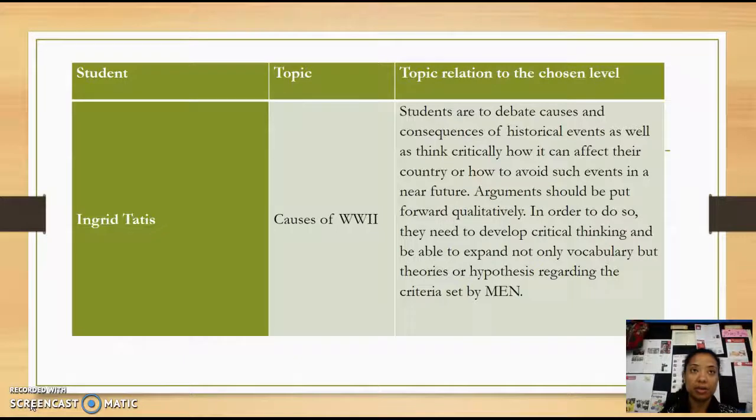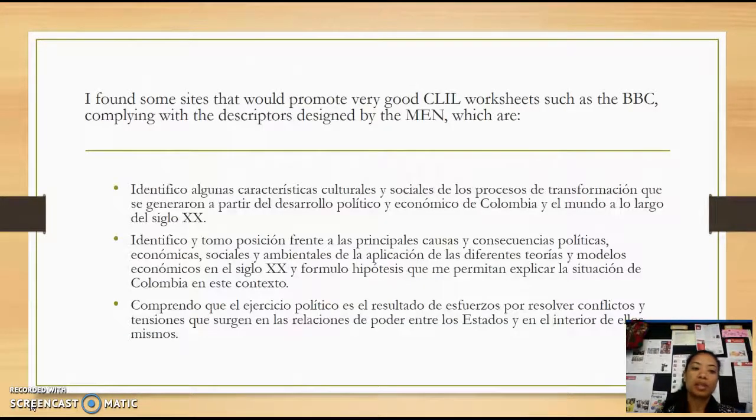Based on the criteria set by the Minister of Education, which are, for example, "identifico algunas características culturales" and so on. I think you can read there on the slide the criteria, at least the most important criteria regarding this topic and subject designed by MEN.